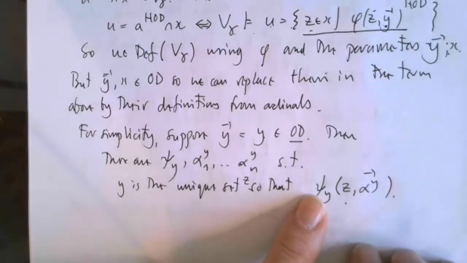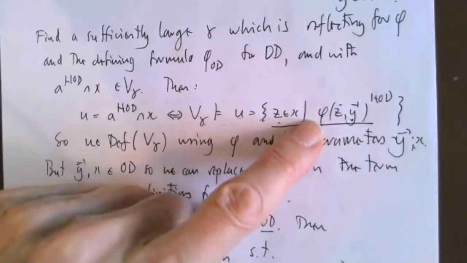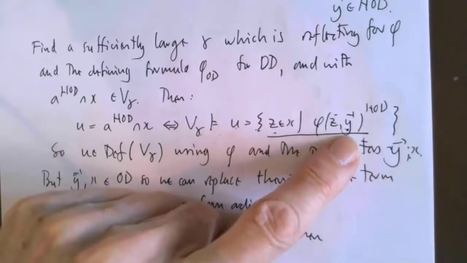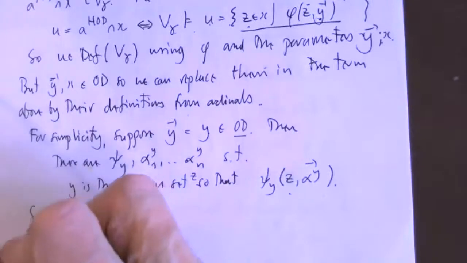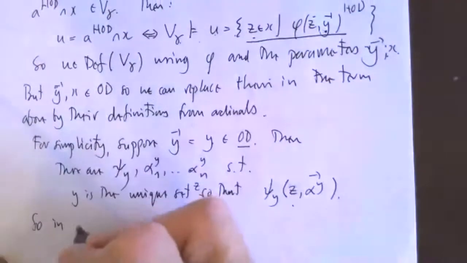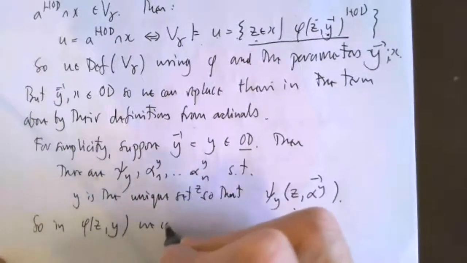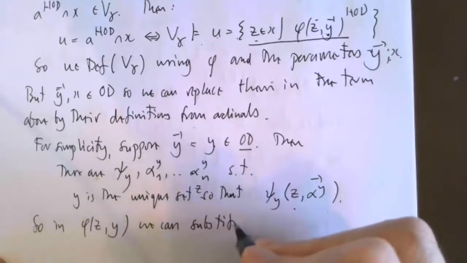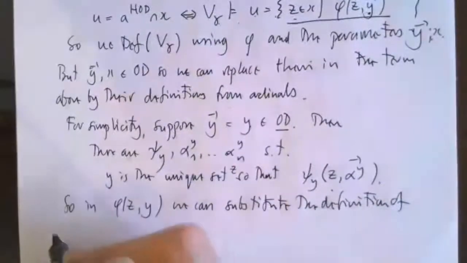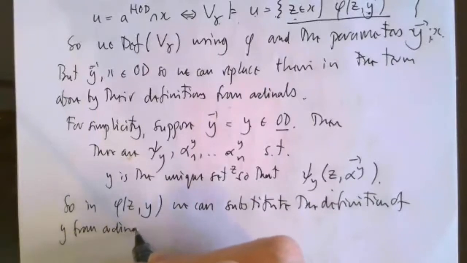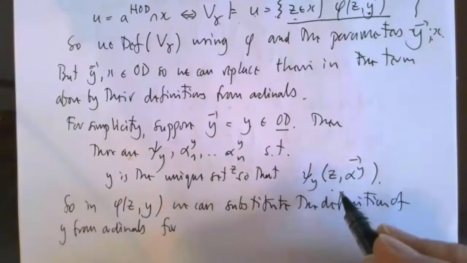So in this definition, I got this parameter y. But I can replace talk of y by talk of these ordinals alpha, by just saying what I mean here is the unique set such that psi z and these ordinals. So in phi z y, we can substitute the definition of y from ordinals for the occurrence of y here.